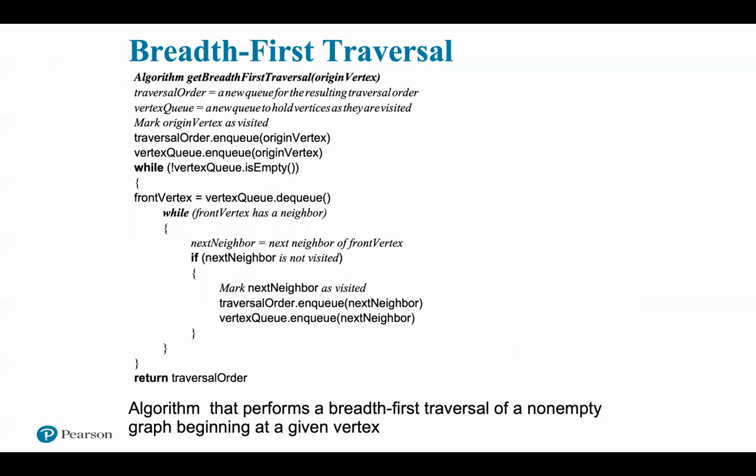Okay, what about a breadth-first traversal? Given an origin vertex, a breadth-first traversal visits the origin and the origin's neighbors. It then considers each of these neighbors and visits their neighbors. The traversal uses a queue to hold the visited vertices. When we remove a vertex from the queue, we visit and enqueue the vertex's unvisited neighbors. The traversal order is then the order in which vertices are added to the queue. We can retain this traversal order in a second queue. And so the algorithm we're showing here performs a breadth-first traversal of a non-empty graph beginning at a given vertex.